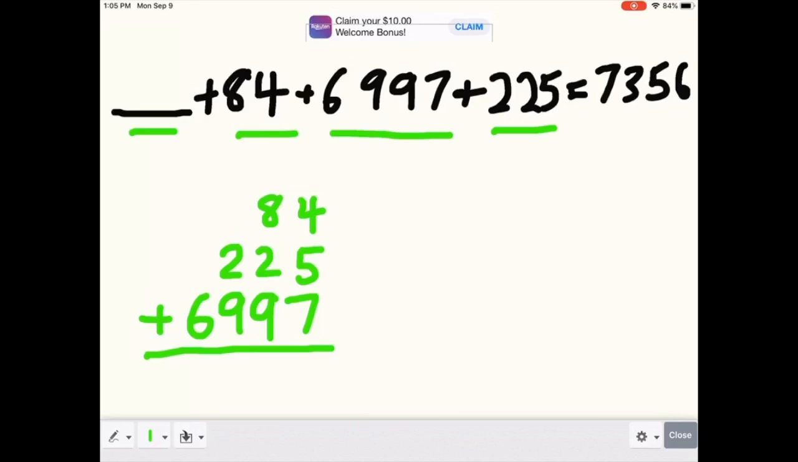All right. Let's go ahead and do this addition. 4 plus 5 is 9. 9 plus 7 is 16. I'll drop our 6. We'll carry our 1. 1 plus 8 is 9. 9 plus 2 is 11. And 11 plus 9 is 20. So we'll write our 0. We'll carry our 2. 2 plus 2 is 4. 4 plus 9 is 13.